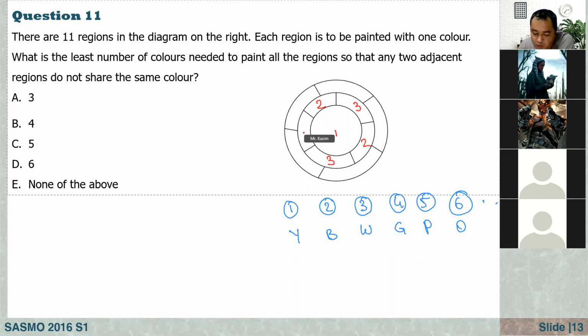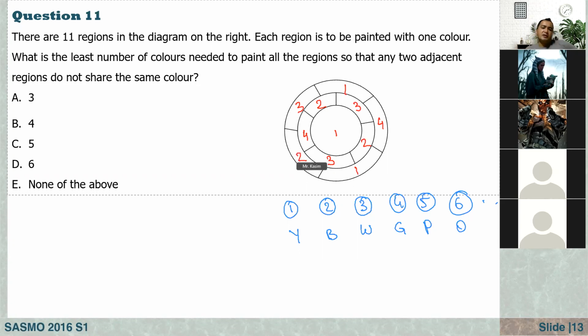But the last one borders 1, and it borders 2 and 3. I cannot use 1 or 2 or 3, right? I have no choice here. The only choice is to use a new color here. So let's say here we have 4. And now next to 4, 2, I can use 3 here. Next to 2, 3, I can use 1 here. Next to 3, 2, I can use, for example, 4 here. Next to 2, 3, again I can use 1 here. Next to 4, 3, I can use 2 here.